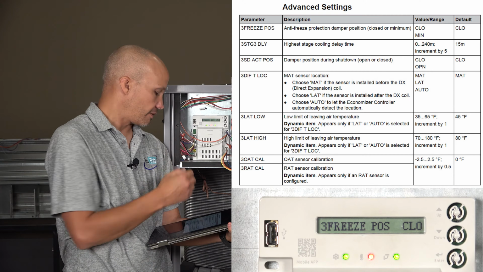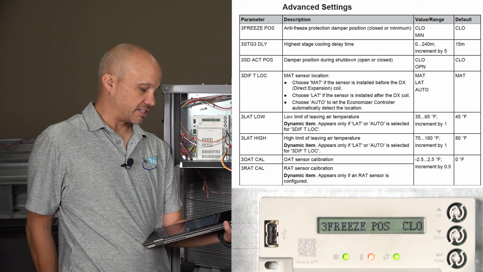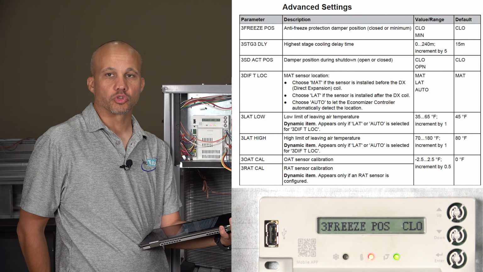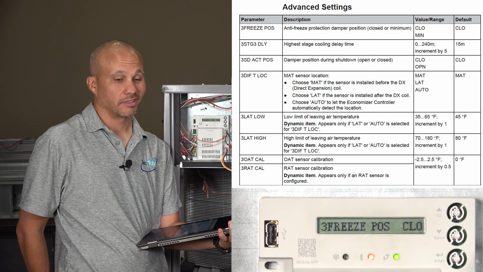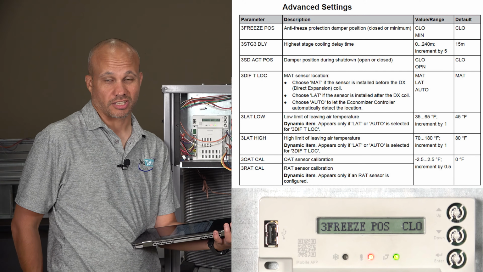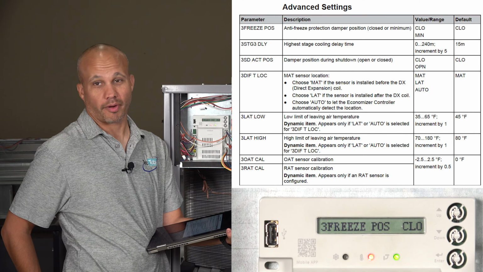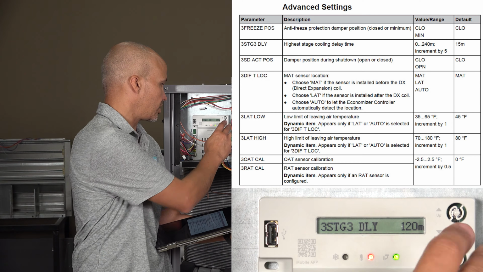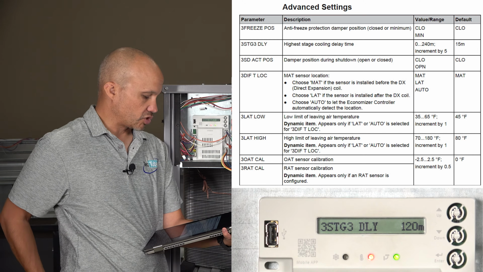So going through them here, the very first one is freeze stat. So by default, if there's a freeze condition in the mixed air, it's going to go to the closed position for the damper. If you want to go to only minimum instead of closed, you could. It doesn't really make any sense because chances are if the mixed air is that cold, you've already throttled back to the minimum. So it doesn't make any sense, but you could change it in here if you needed to change it.